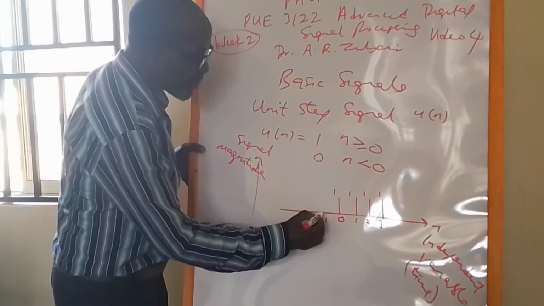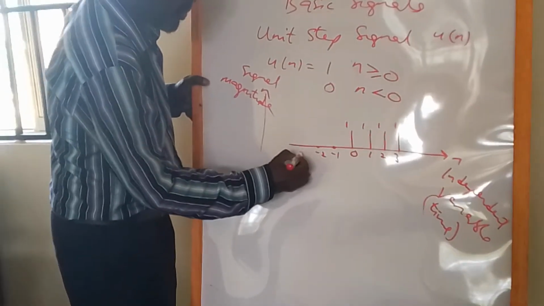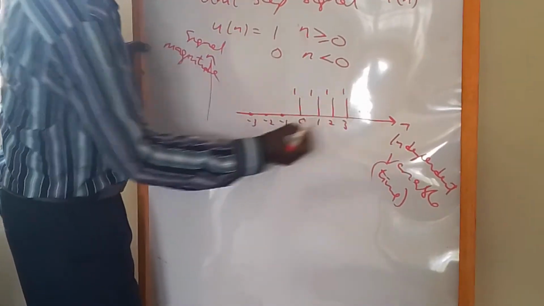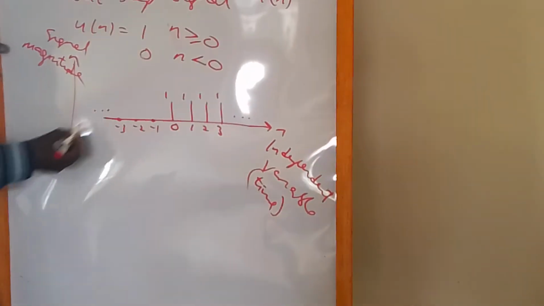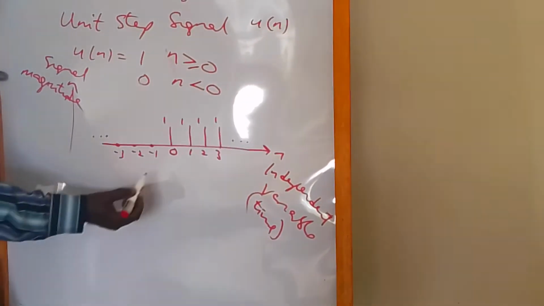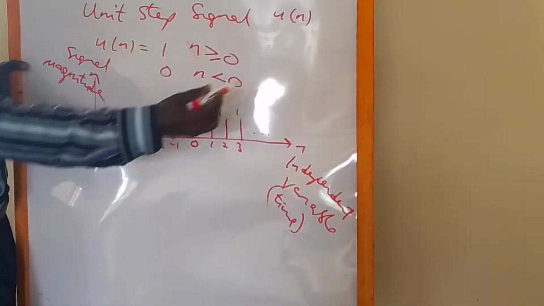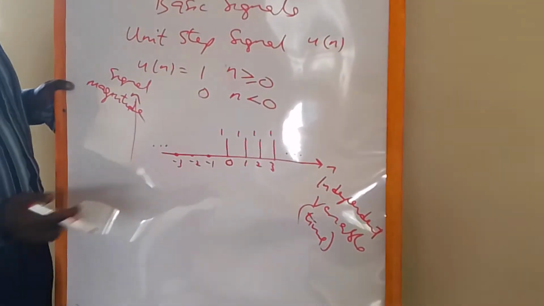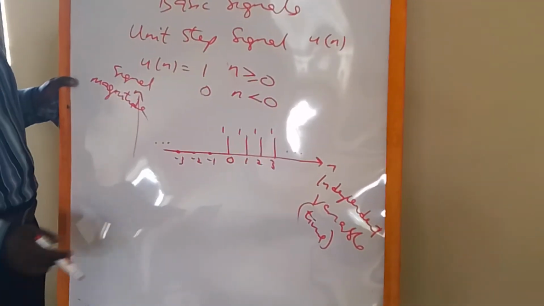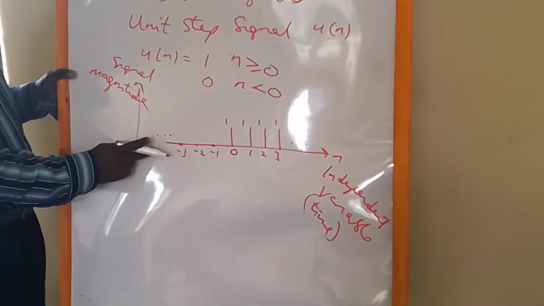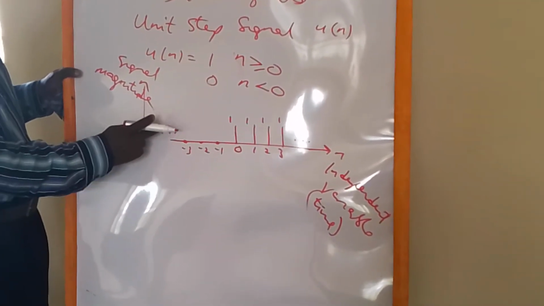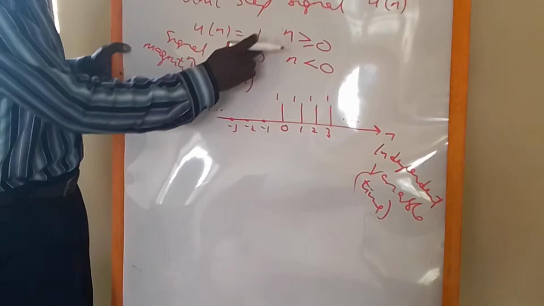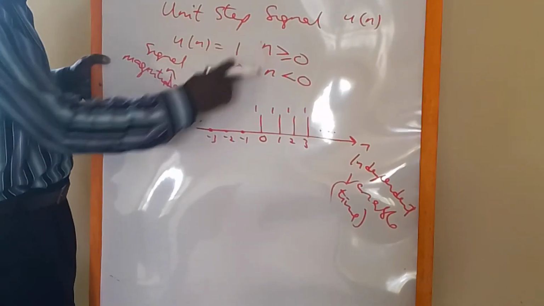Now, at -1 it will be 0, -2 it will be 0, -3 it will be 0. So we say dot, dot, dot. Here too we say dot, dot, dot. This dot, dot means that this trend of ones will continue. That means at 4 we're having 1, at 5 we're having 1, at n equals 1,000 we're having 1, at n equals 1 million we're having 1. The zeros will continue this way. At n equals -4 it is going to be 0. That's the meaning of these dots. So this is the graph for u of n. This is the mathematical equation for u of n.